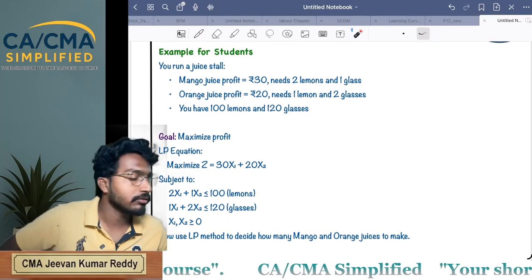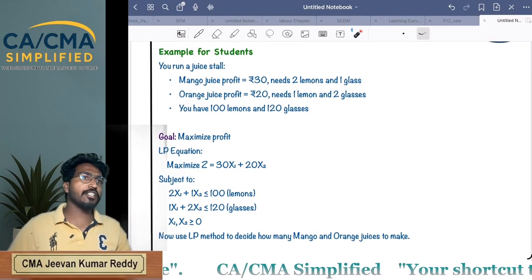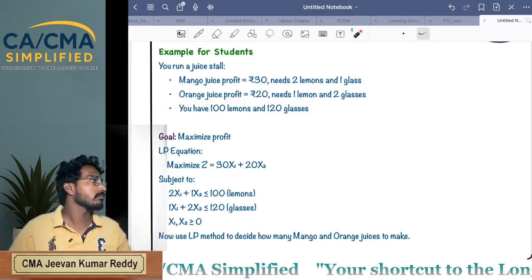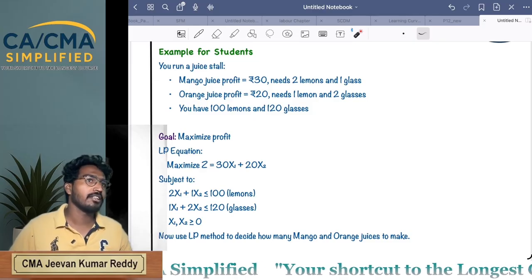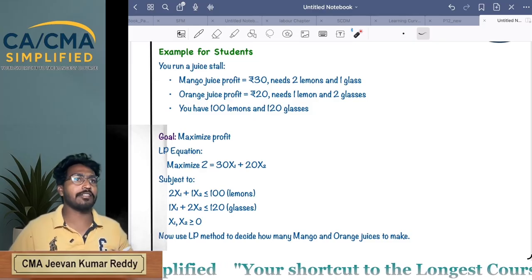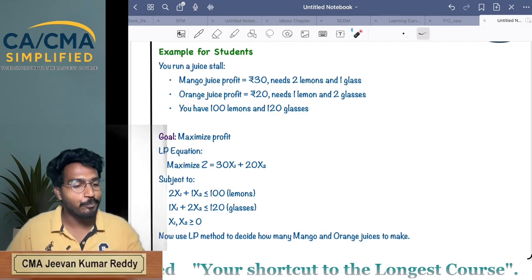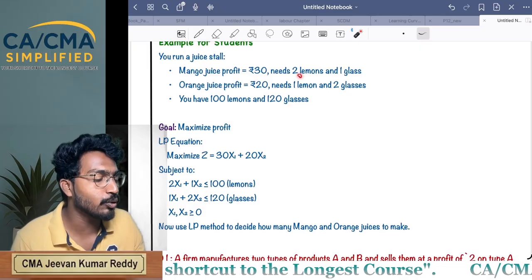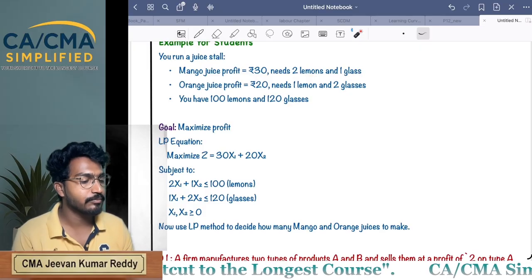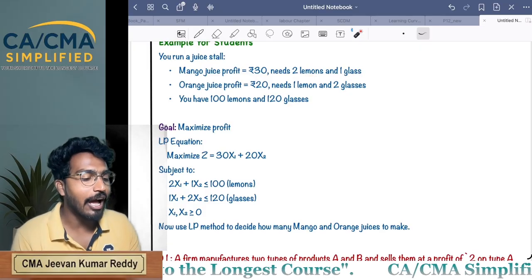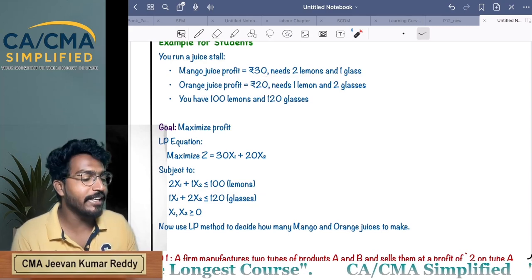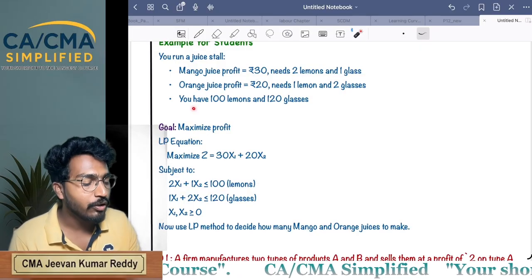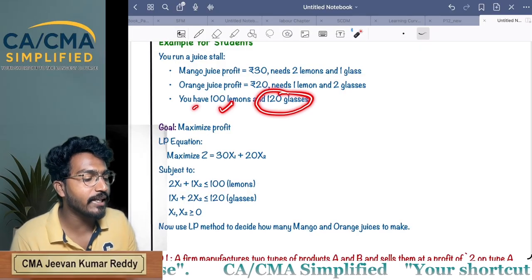Example: you run a juice stall. After completing CMA, we decided to start one juice center. Mango juice profit is 30. Need two lemons and 1 glass. Orange juice profit is 20. Need 1 lemon and 2 glasses. You have 100 lemons and 120 glasses.